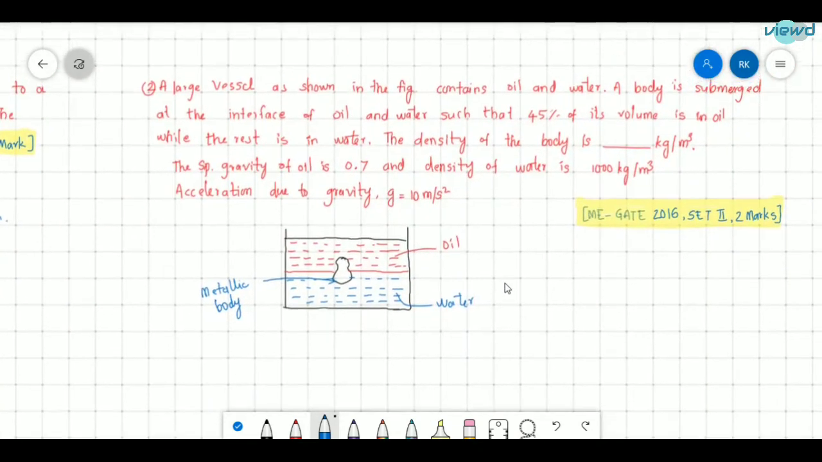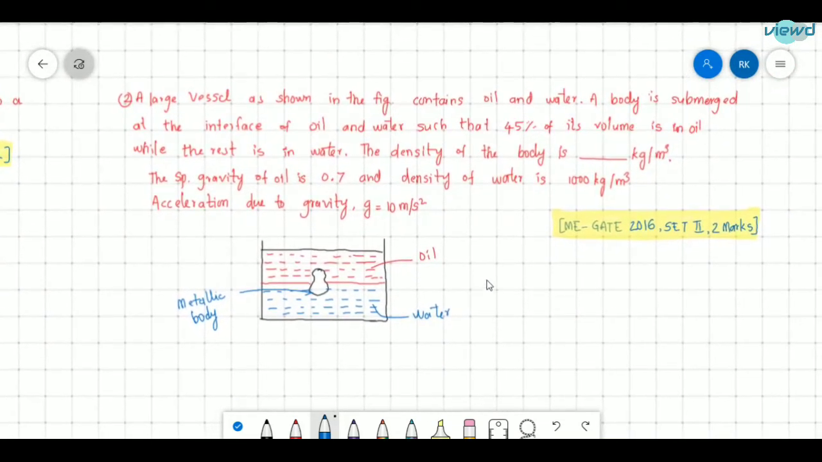This type of question may be asked. Mostly simple questions will be asked, but sometimes these typical questions will be asked. A large vessel, as shown in the figure, contains oil and water. The body is submerged at the interface of oil and water such that 45% of its volume is in the oil, while the rest is in the water. The density of the body is to be found; the specific gravity of oil is 0.7 and the density of water is 1000 kg per meter cube. Acceleration due to gravity is 10 meter per second square.